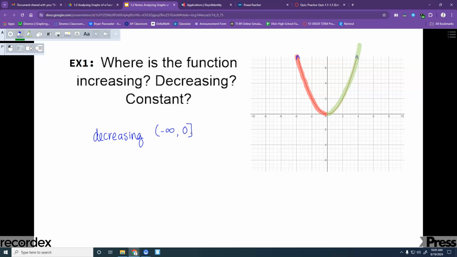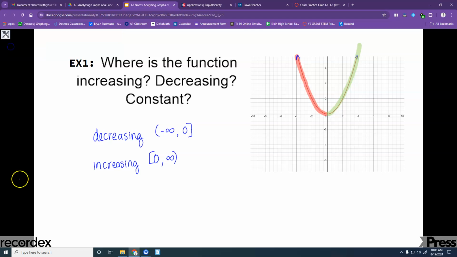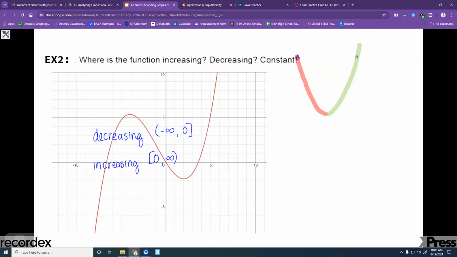So at this point we're talking about domain right here. We got 0 over to where? Infinity over here. So we are increasing from 0 to infinity. Okay, questions? All right. Let's look at our next graph.